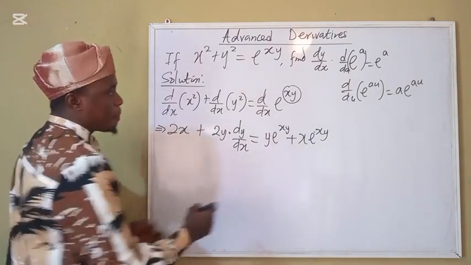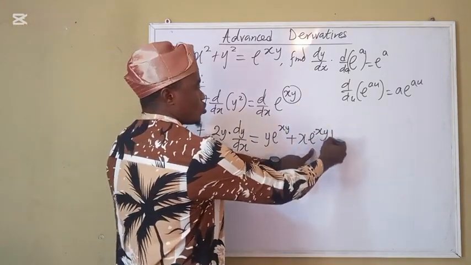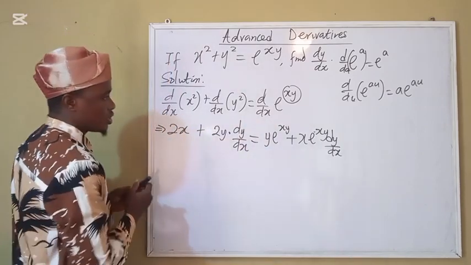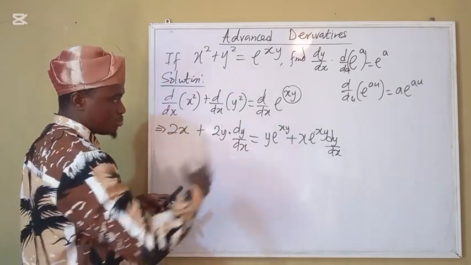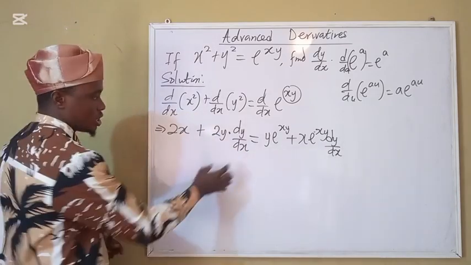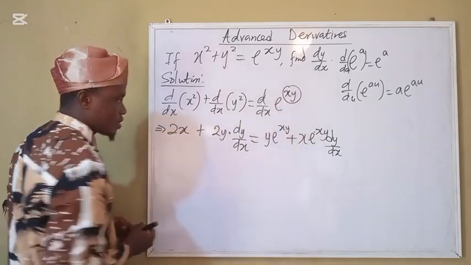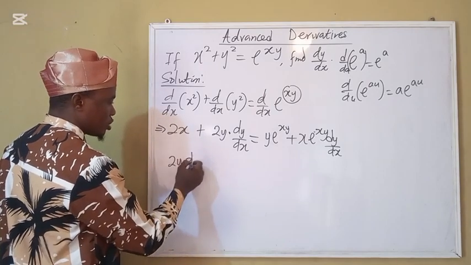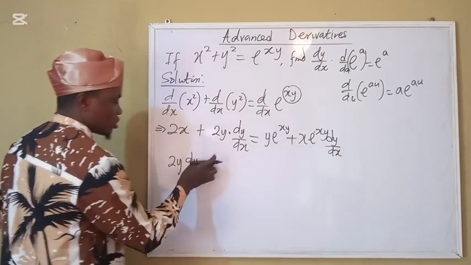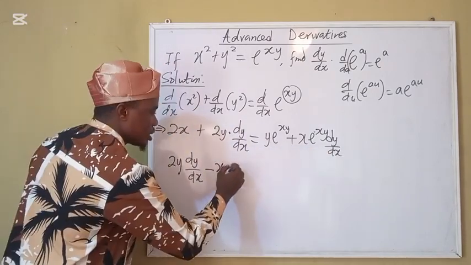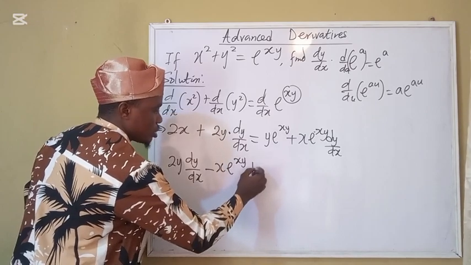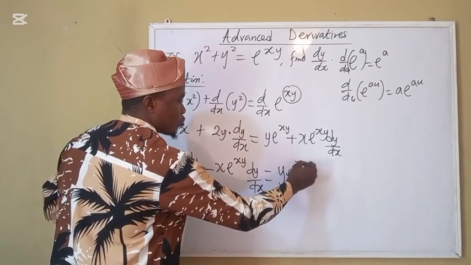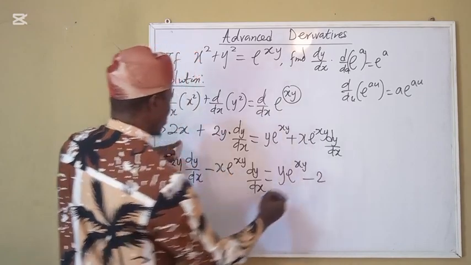Now from here, because we differentiated y, you must put dy/dx. That's why I said you have to be very careful here. Now, since we have dy/dx here, we're going to collect the like terms. You will have to take those with dy/dx together because we are looking for dy/dx. So now from them, I have 2y dy/dx here. I will transpose this to this place. We have minus x e to the power of xy dy/dx, then equals y e to the power of xy, then minus 2x.